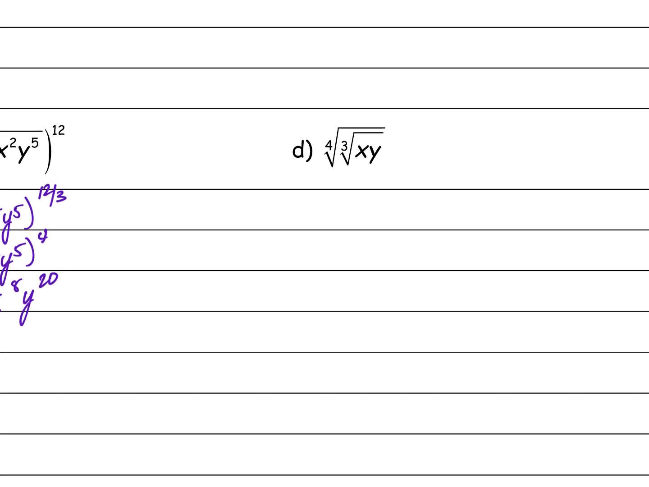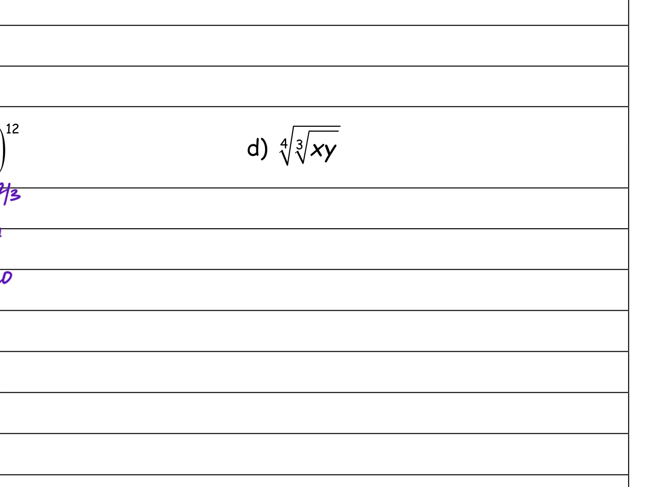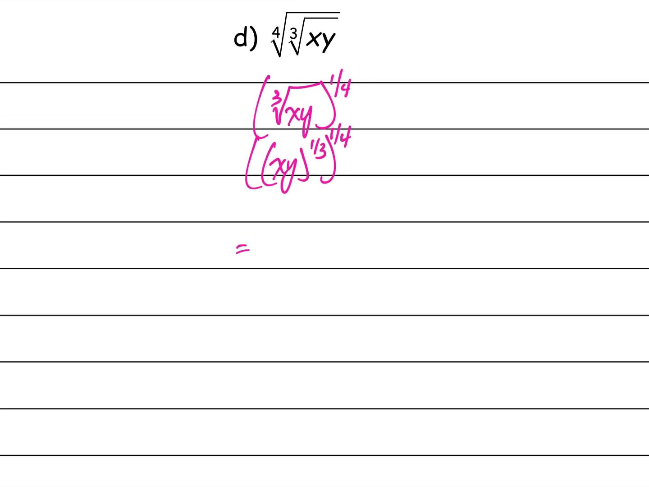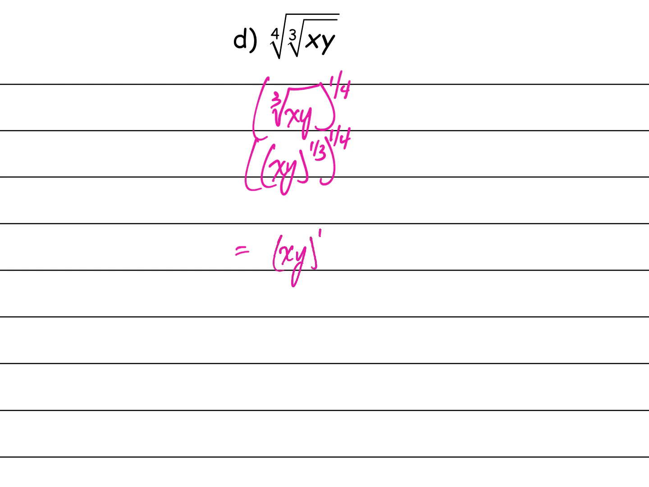And then D is a little tricky, right? So if I start from the outside in, I could write this as the cubed root of xy all to the 1/4. And then I can write this as xy to the 1/3 to the 1/4, right? So this becomes xy to the 1/12, which is x to the 1/12, y to the 1/12. Done. So that one's just a little trickier, right? Because I have to write 2 fractions on that one.